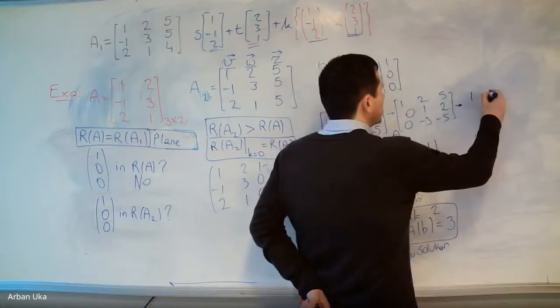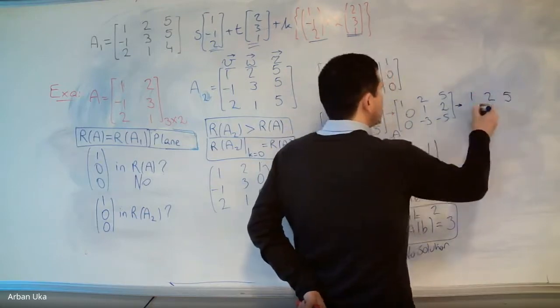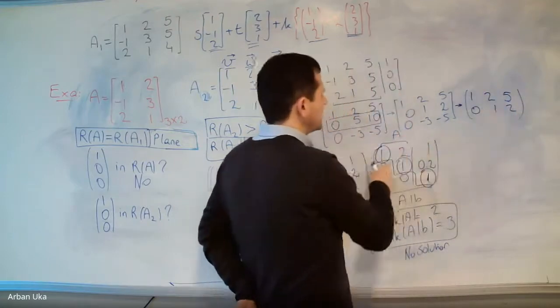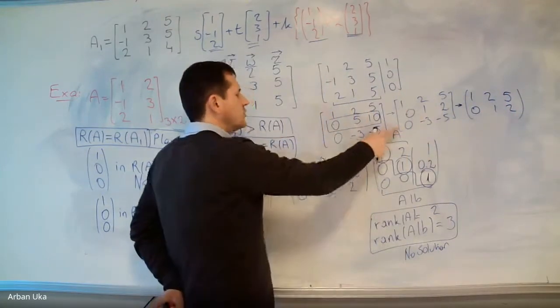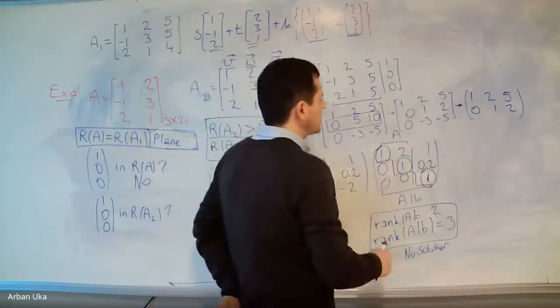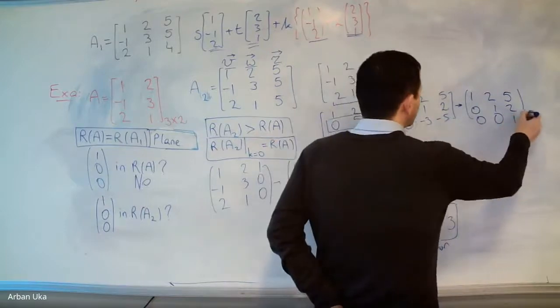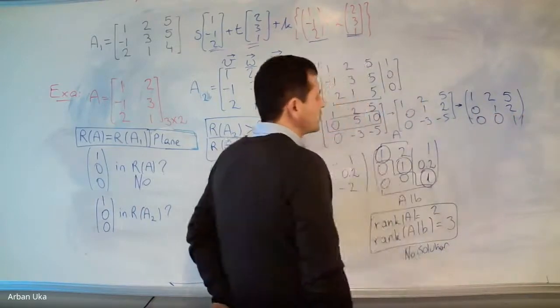In this case, what do we produce here? This is 1, 2, 5, 0, 1, 2. And the last operation is what? We add to the third row 3 times the second row. This is 0, 0, minus 1. Okay? So what is the determinant of this matrix?